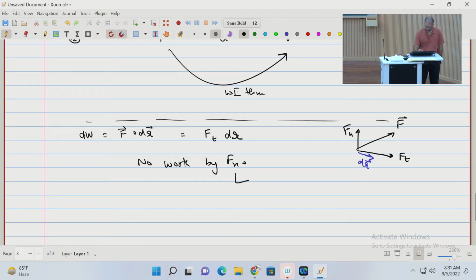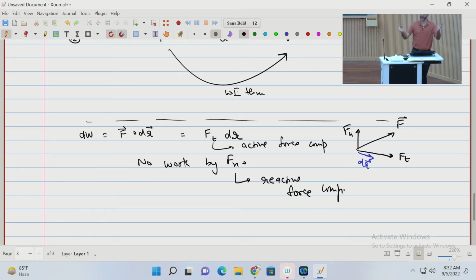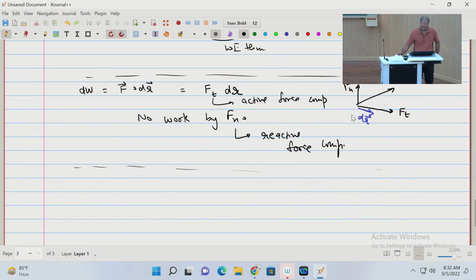The Fn is called a reactive force, just a term, and Ft here is called an active force component. So F by itself is an active force because it has a component along the tangent, but Ft is called an active force component and Fn is called a reactive force component. Then this concept of power.